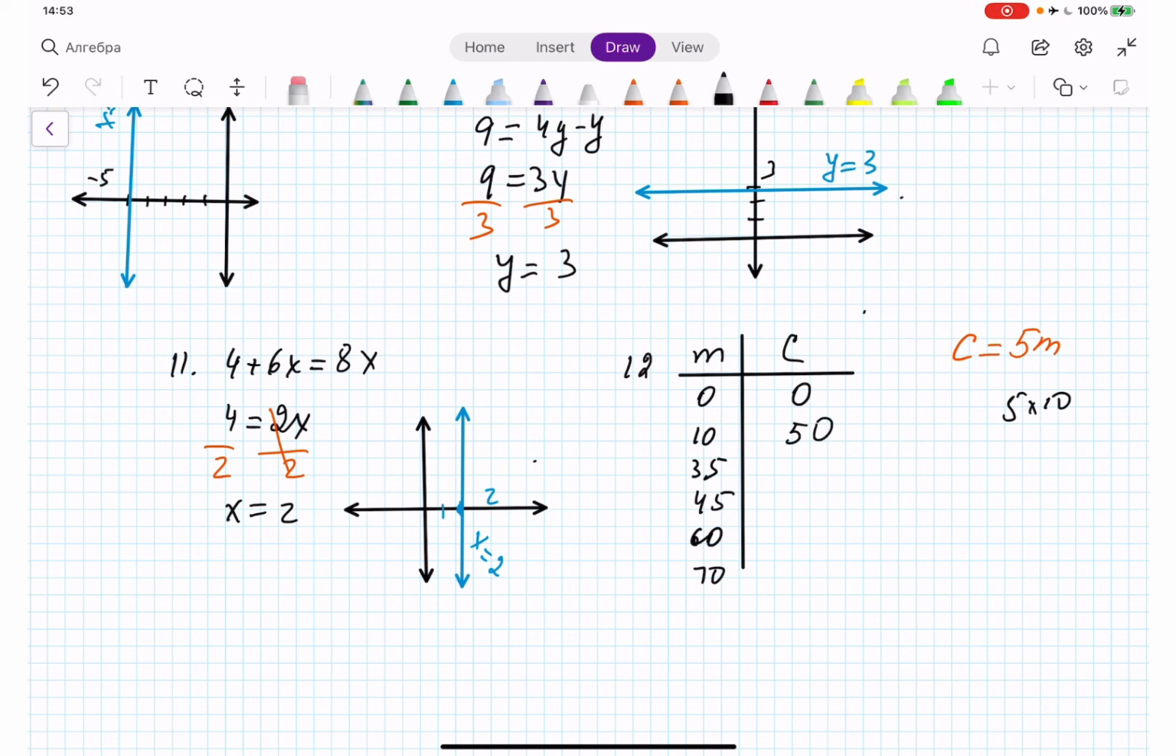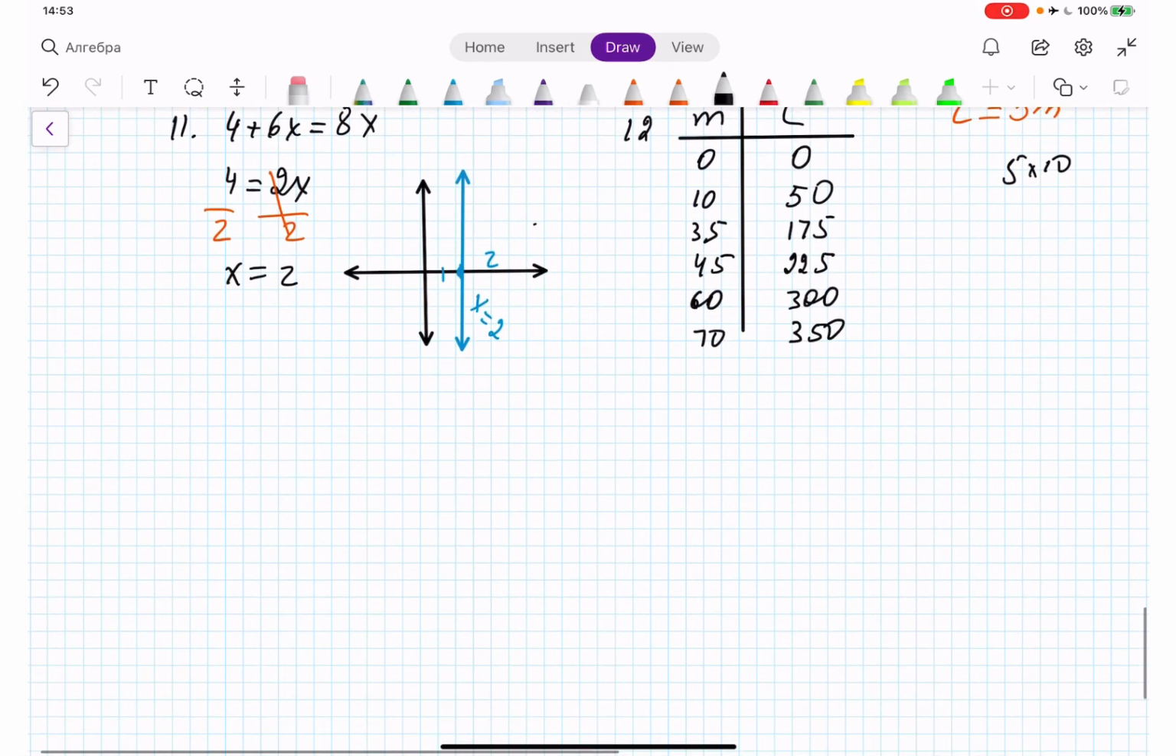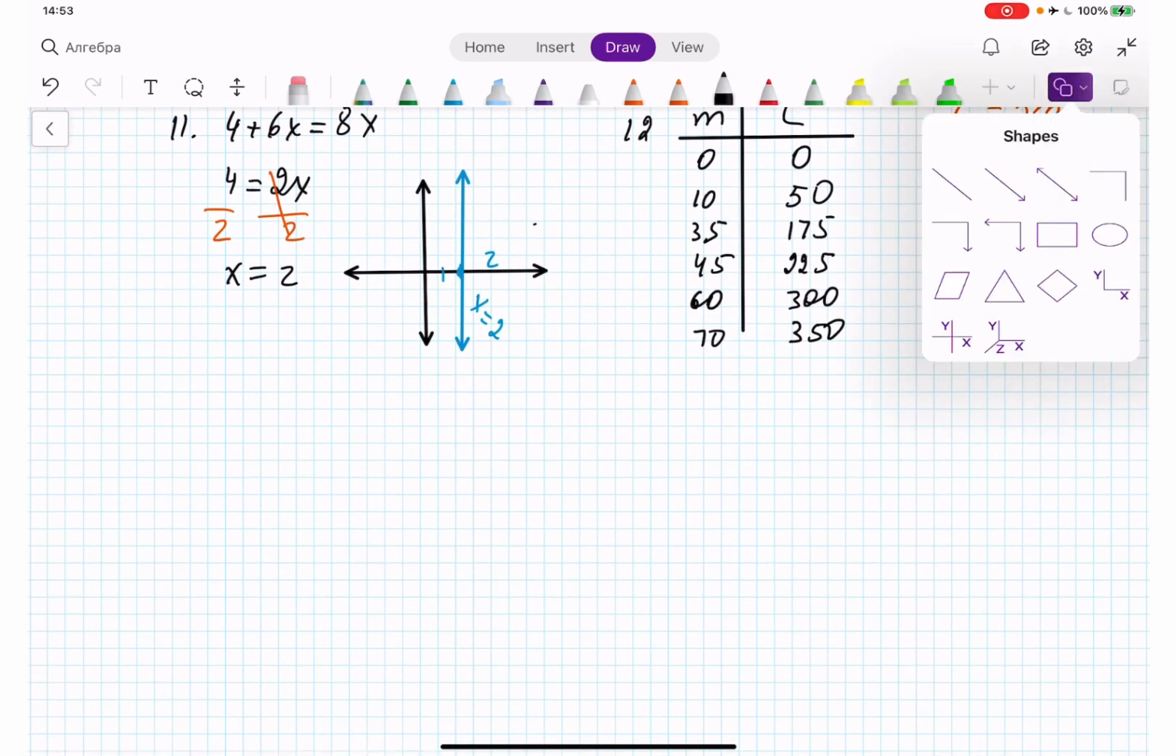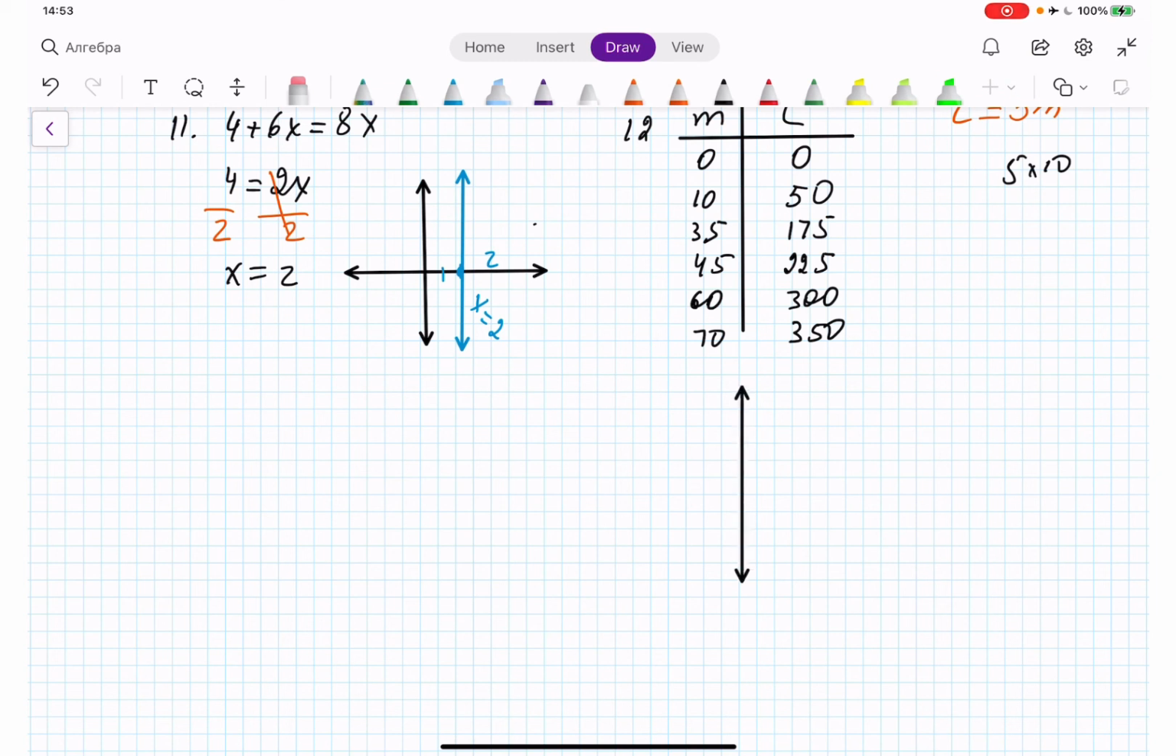35 minutes, 5 times 35, it's going to be 175 calories. And let me fill up the rest. For 45, it's going to be 225, 5 times 45. For 60, going to be 300. And for 70, it's going to be 350. Well, now we need to build a graph.